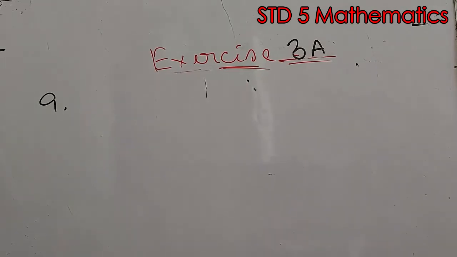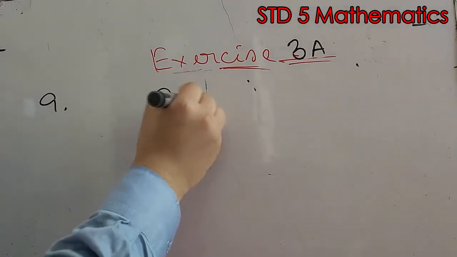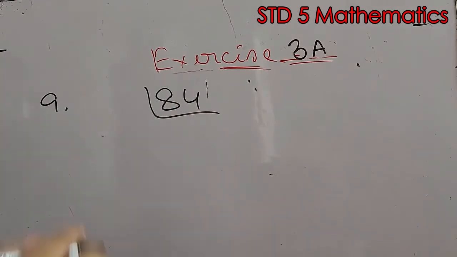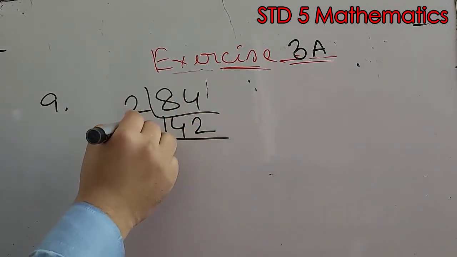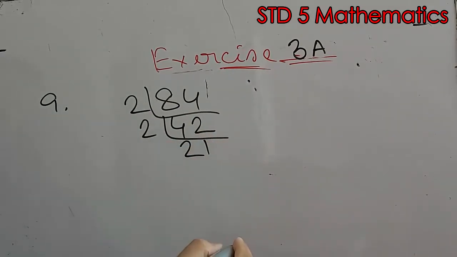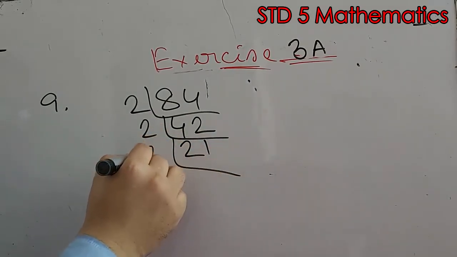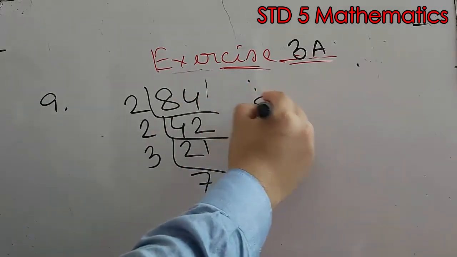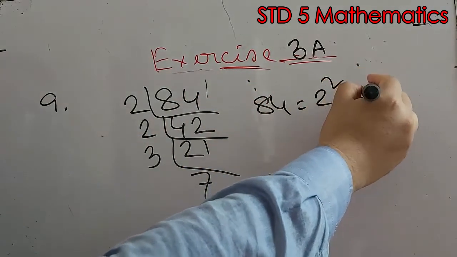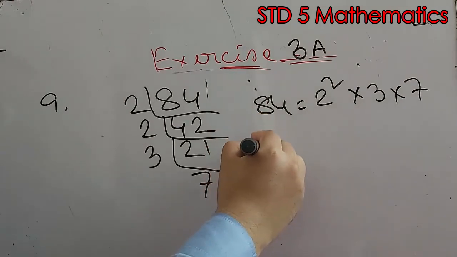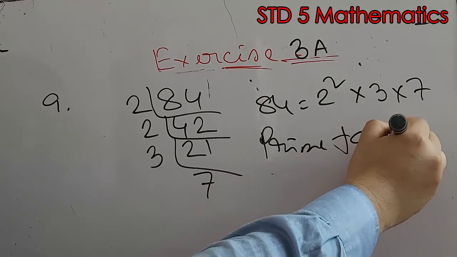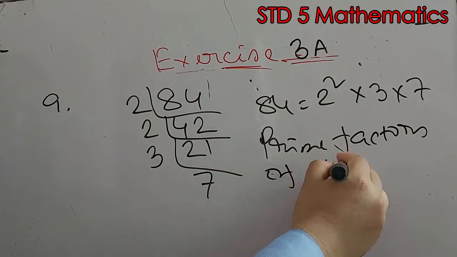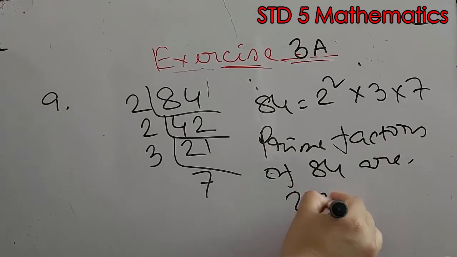Now number 9. Express 84 in its prime factors. So 84, we can divide this 84 by 2. In a similar way, we have already solved this type of problem. 2 4 is 8, 2 2 is 4. Again, we can divide this 42 by 2. 2 to 4, 2 1 2. Then we can divide this 21 by 3, 3 7 is 21. So 84 equals 2 square into 3 into 7. So prime factors of 84 are 2, 3, 7.